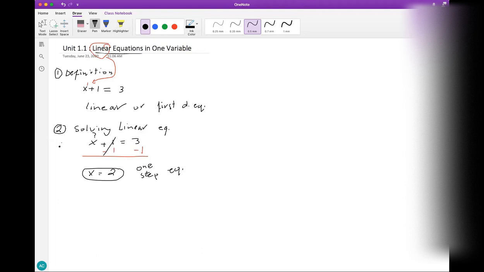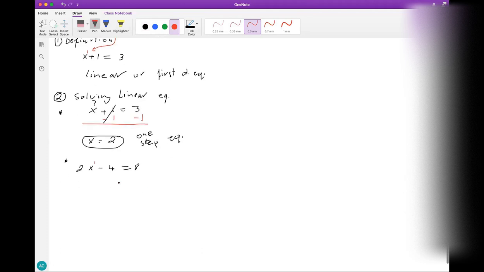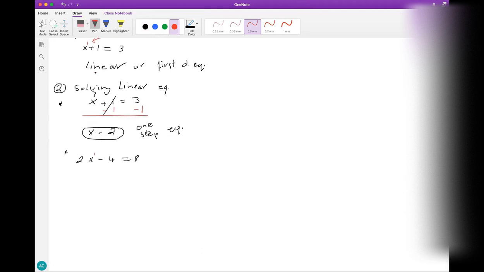Okay, so that's one example. Let's do another one. This time, let's make it something like this. Okay, another first degree equation. Again, what makes it first degree is the power of the x. The power of the x is 1, so that's first degree or linear, as we saw earlier here.